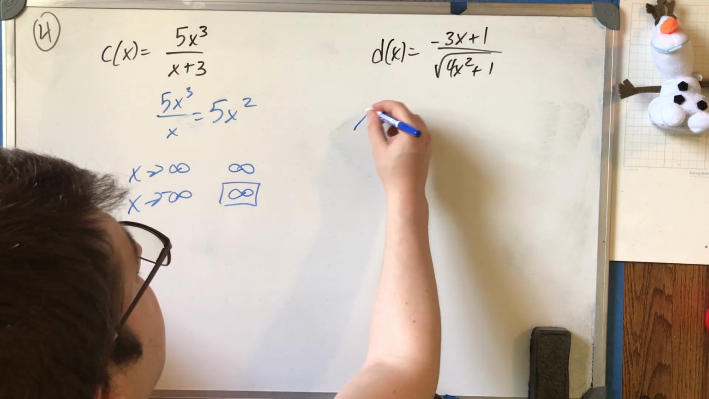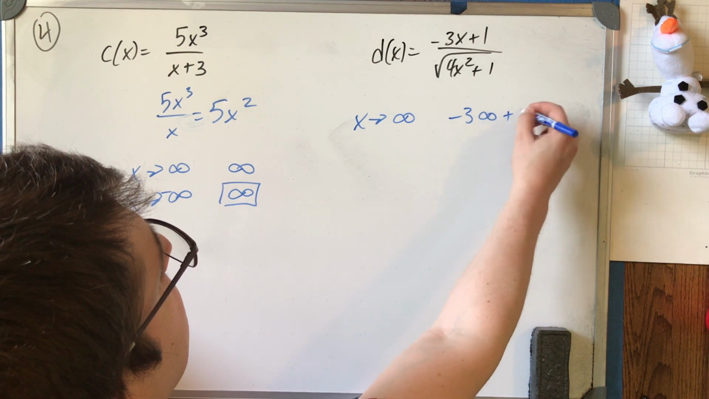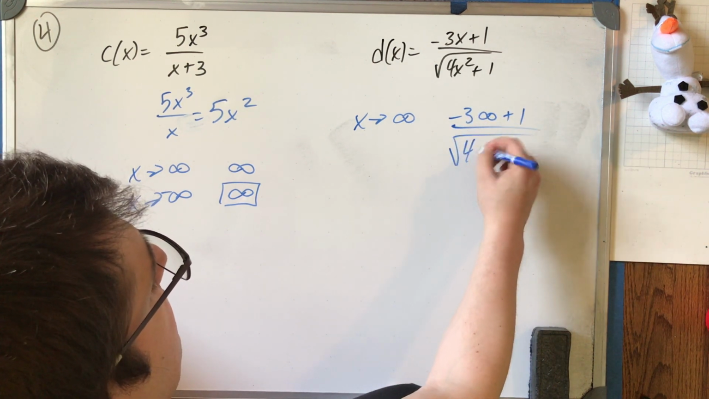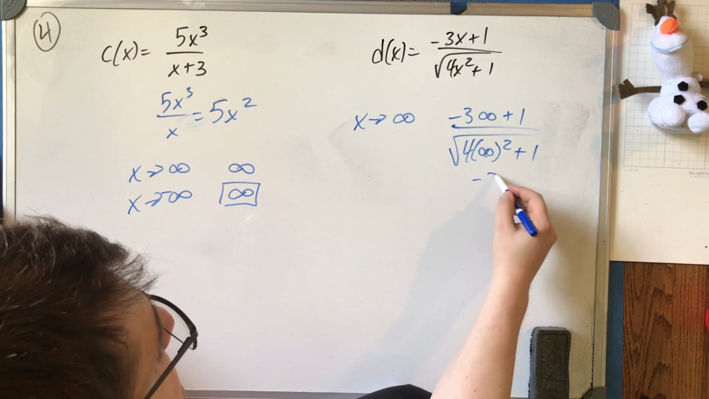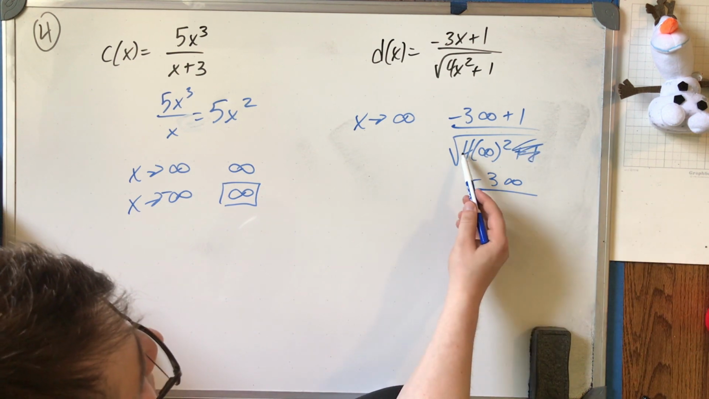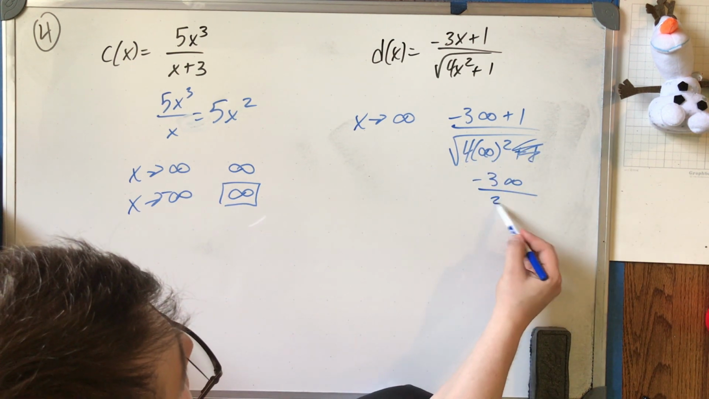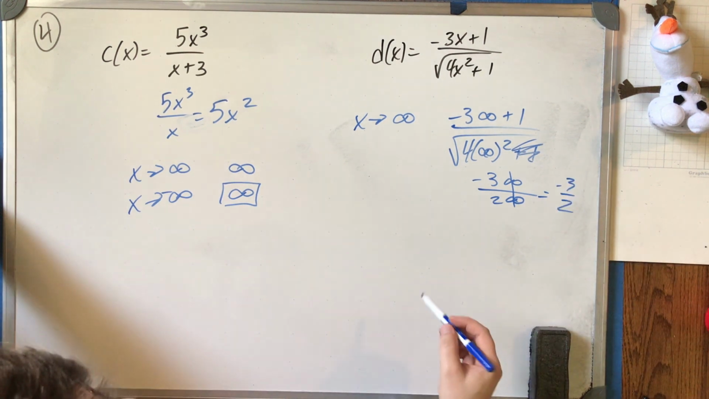For D, let's do, as we plug in positive infinity, I will get a -3 infinity plus 1 over 4 times infinity squared plus 1. So if we just reduce the top, that's -3 infinity. On the bottom, the 1 we can ignore. The square root of 4 infinity squared is going to be 2 infinity. Those infinities cancel. We're left with -3 over 2.